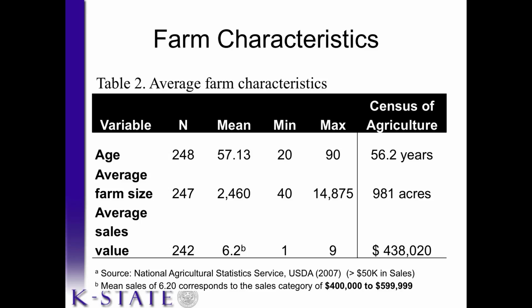And so our average farmer was 58 years old, farmed about 2,500 acres, and had about, what do I want to say, 6.2. They fall within about $400,000, $500,000 of sales per year.